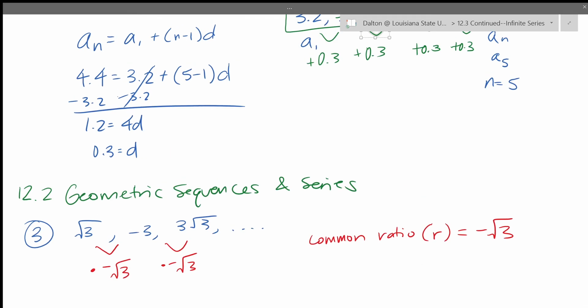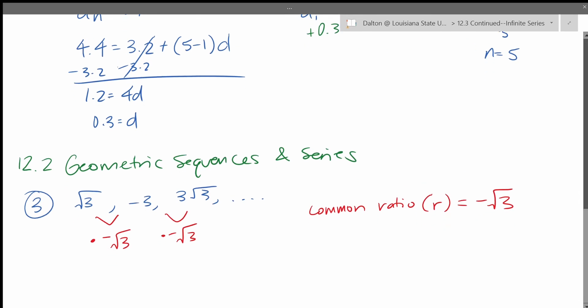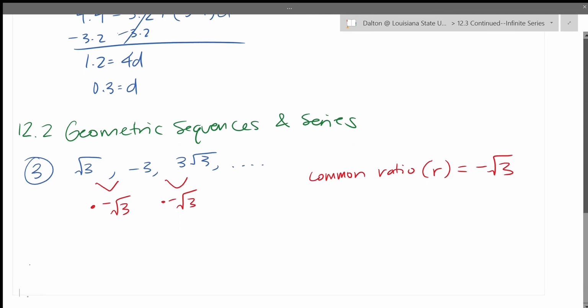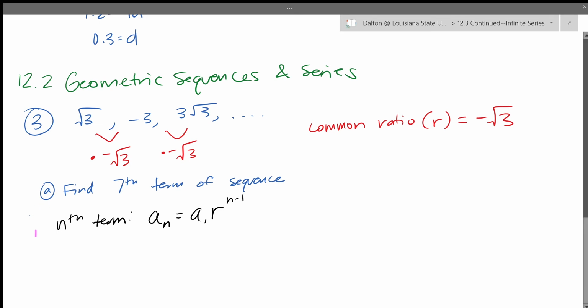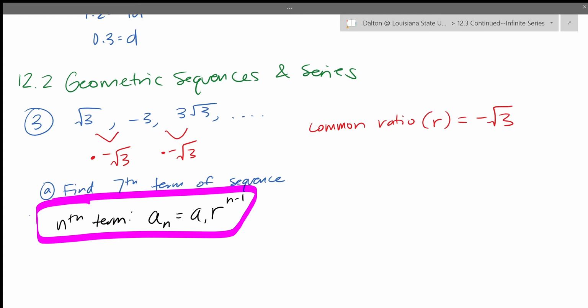So we'll do a couple of the similar questions that we did for the arithmetic sequence for this geometric sequence. The first part, A, is to find the 7th term of the sequence. Now, for a geometric sequence, these have different formulas because they involve r instead of d. So the nth term formula is a sub n equals a sub 1 times r to the n minus 1 power. So that's how you find the nth term of a geometric sequence.